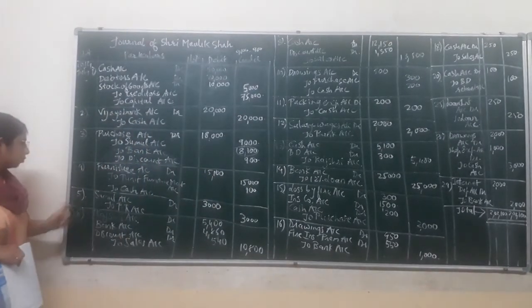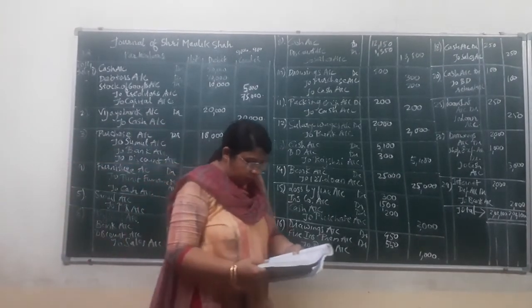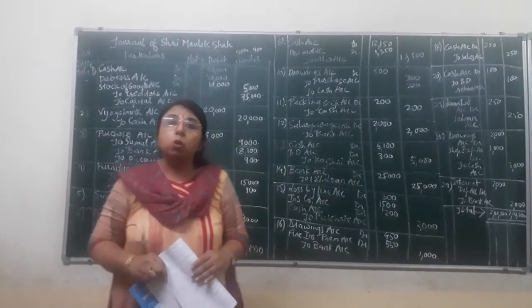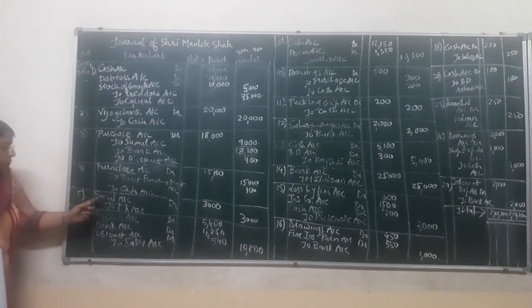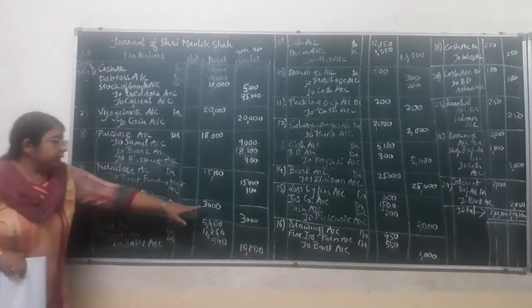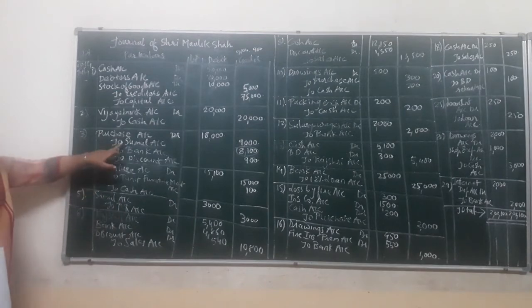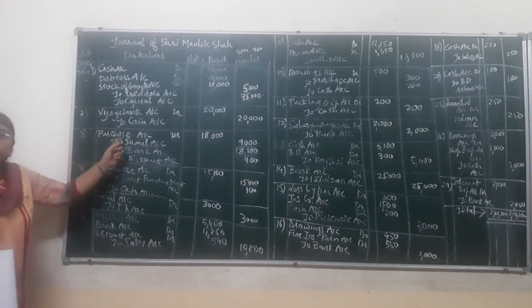Okay. Next one, that is fifth transaction. Defective goods of rupees 3,000 returned to Sumul. Now we have returned the goods to Sumul. Okay, so goods returned to Sumul, that is Sumul's account debit, that is 3,000, because Sumul is the receiver of the goods. So debit the receiver. In the previous transaction we had purchased the goods from Sumul. Third date, we have purchased the goods from Sumul.